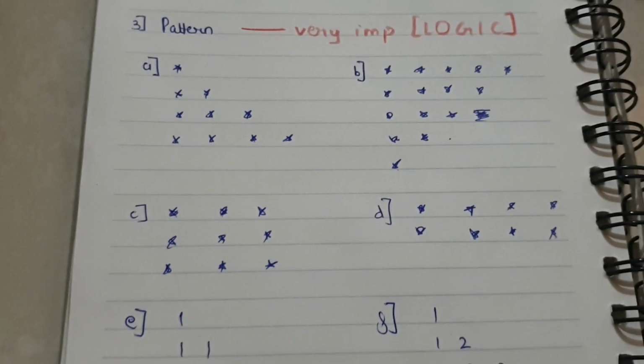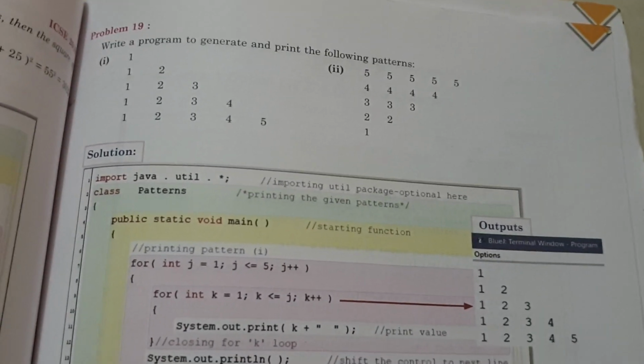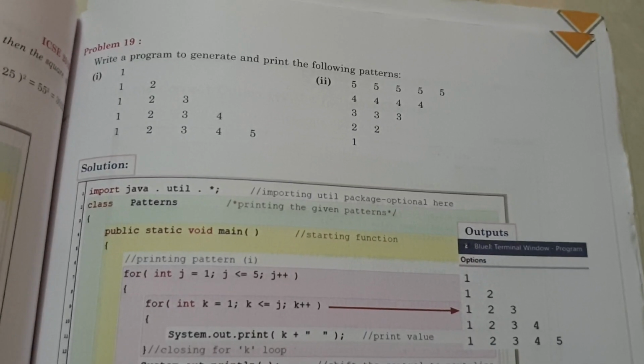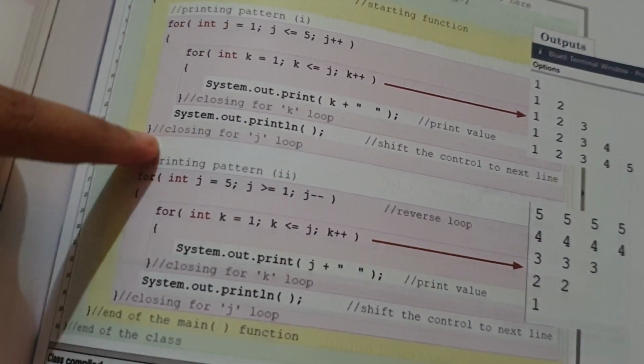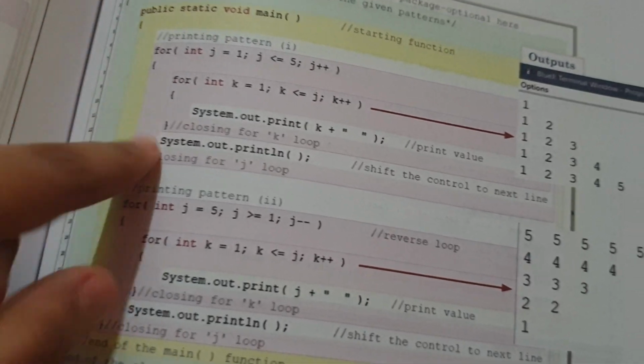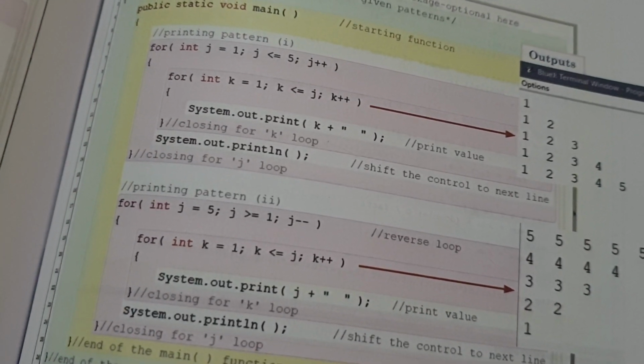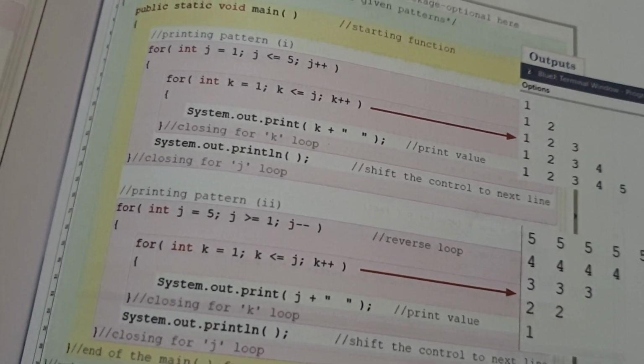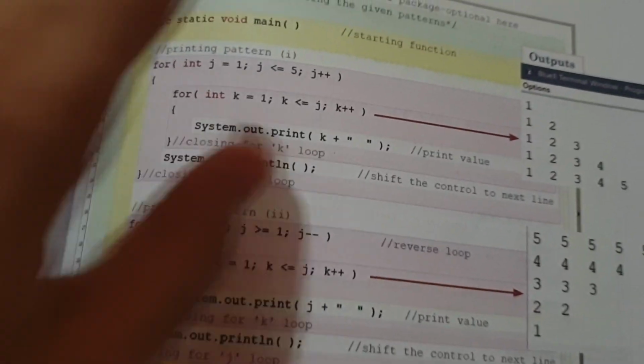I'll show you a few here. Here is a sample question for printing patterns. This one triangle and the inverted triangle. So this is the logic for the first triangle. It will be applicable for the symbols triangle and the numbers triangle too. And this one is for the second triangle, the inverted one.